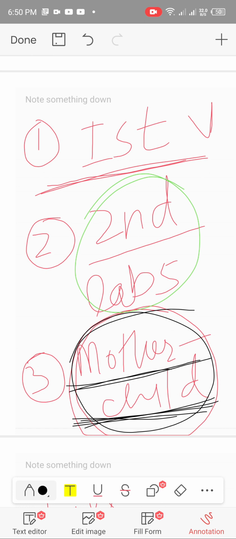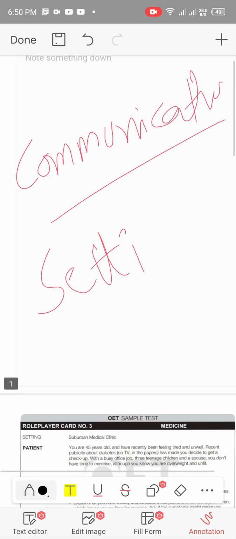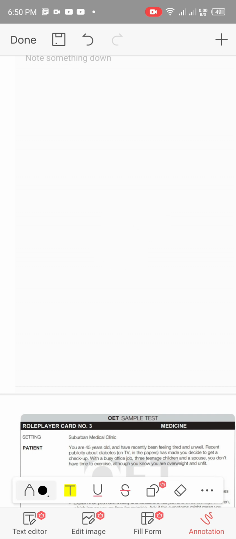Okay, so far we have discussed what the OET speaking is, what the setting is, and what different types of cue cards there are. Now comes the real thing. Your speaking is actually the communication you are doing over there. It's not about your knowledge, it's the communication. Now I'm going to tell you certain points which you need to incorporate in your OET speaking.